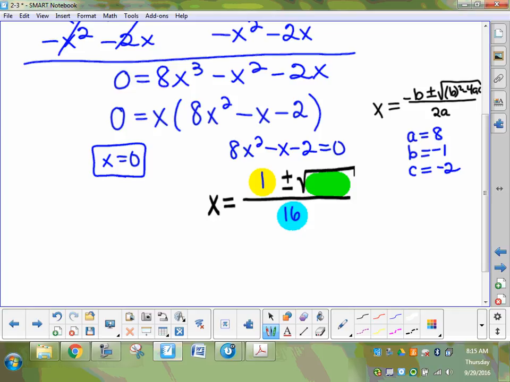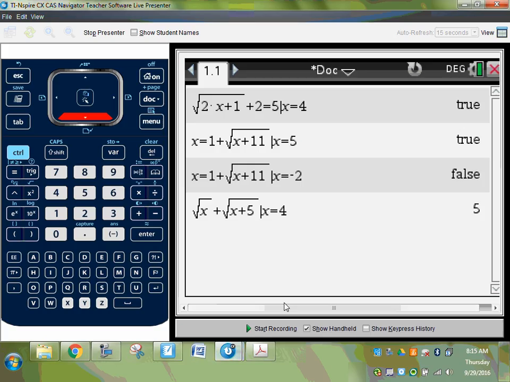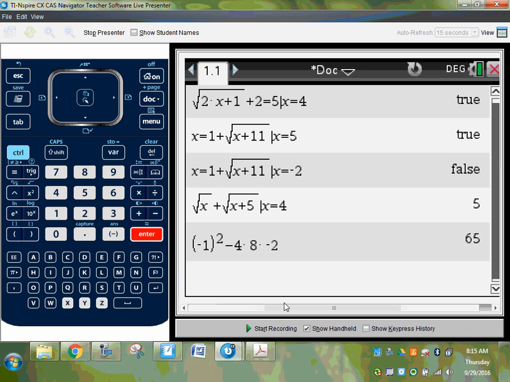Now, the next thing that we need to do is take our b squared minus 4ac. I don't need you to write it out. That's garbage work. Go into your calculators and type in parentheses, the b value, negative 1, then get out of that, squared, minus 4 times our a value, 8, and our c value, which was negative 2. All right, press enter. 65.